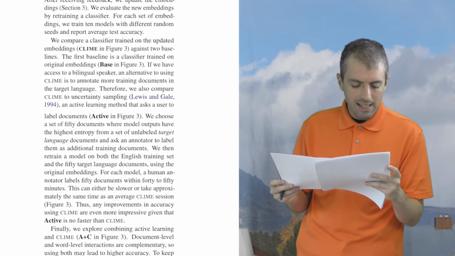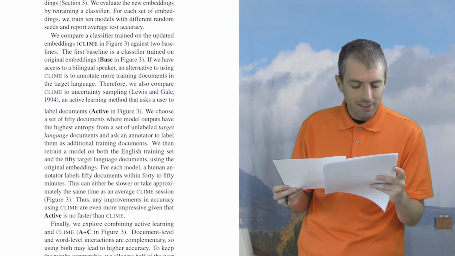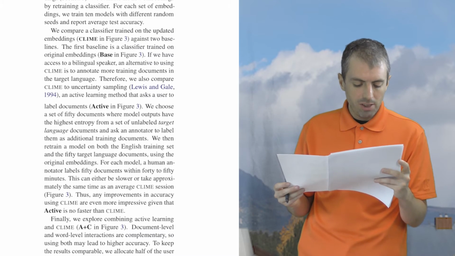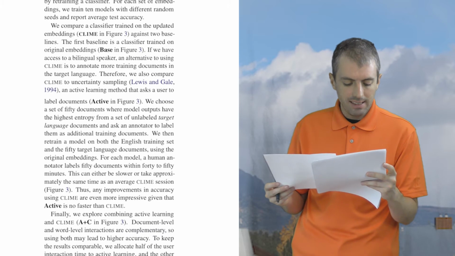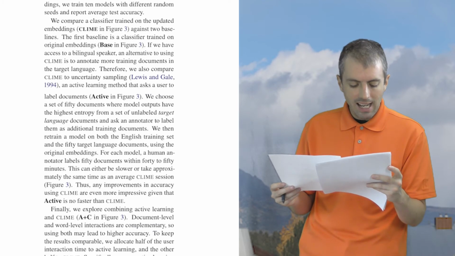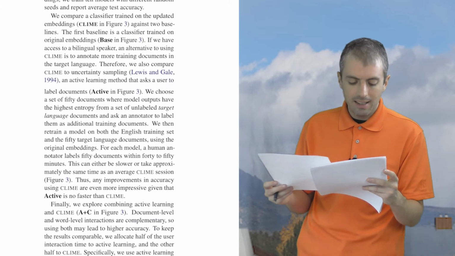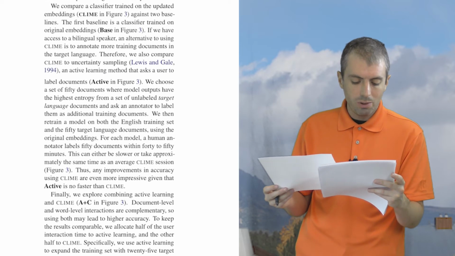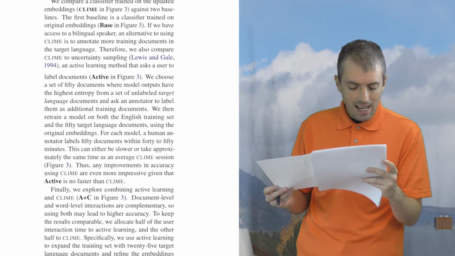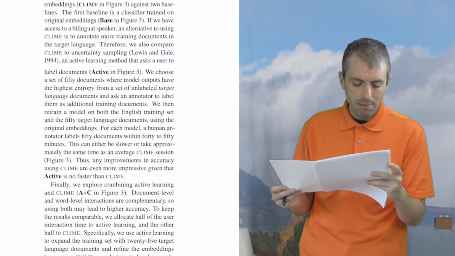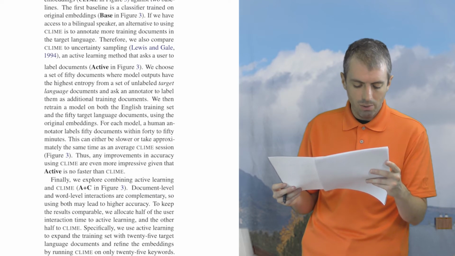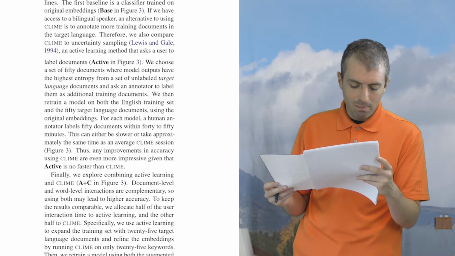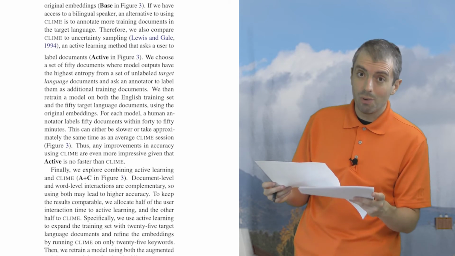Finally, we explore combining active learning and CLIMB. Document level and word level interactions are complementary, so using both may lead to higher accuracy. To keep the results comparable, we allocate half of the user interaction time to active learning and the other half to CLIMB. Specifically, we use active learning to expand the training set with 25 target language documents, and we refine the embeddings by running CLIMB on only 25 keywords. We then retrain a model using both the augmented training set and refined embeddings.